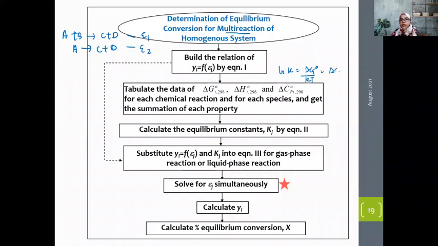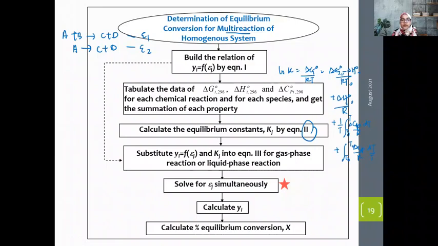equal to delta G minus delta H over RT naught plus delta H naught over R, plus 1 over T naught, the integral of delta CP over R dT, and we have a plus T naught to T, the integral of delta CP over R dT over T. So this is the expression for equation 2.